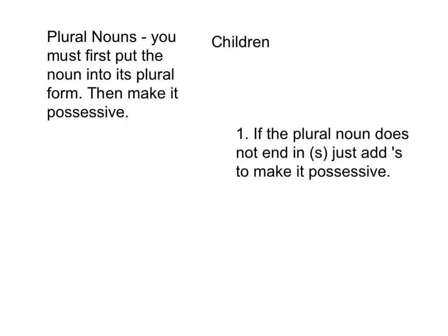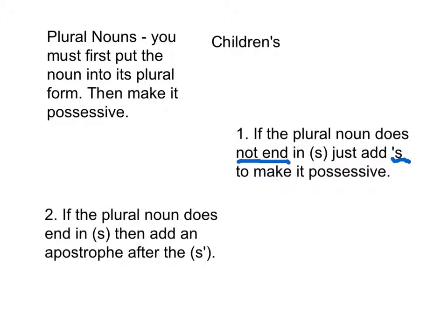All right, here's the first rule. If the plural noun does not end in S, okay, again, repeat, does not end in S, then we just simply add an apostrophe S to make it possessive. So let's go back to children. And let's see how we would make this possessive. So children, does that end in S or does it not end in S? Children does not end in S, correct. So the way we make children possessive is to just simply add an apostrophe S. Right? Very good.